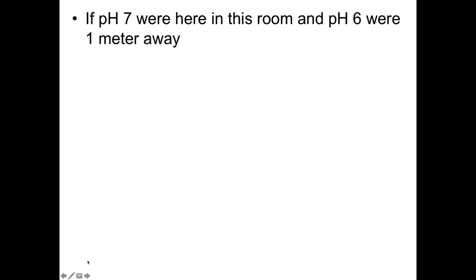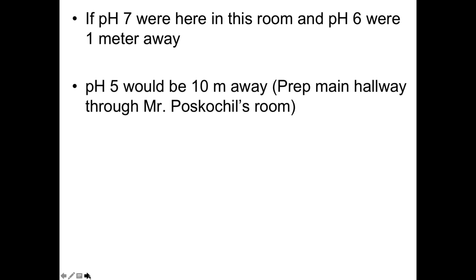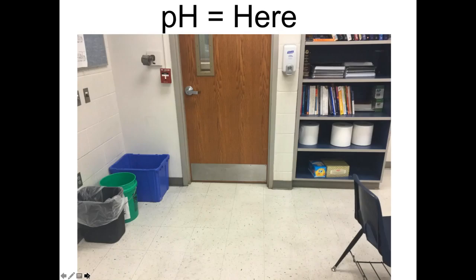To give you an idea of how logarithmic scales work and how quickly they can scale up or down, I have this analogy that I use where you treat pH as if it were distance instead of a pH number. So pH 7 is in my classroom, and pH 6 would be 1 meter away. That would put us just 1 meter outside, from my door, about halfway down the science hallway. pH 5 would be 10 meters away, which would put us in the main hallway through Mr. Postel's room.